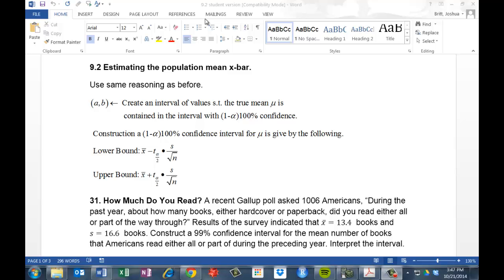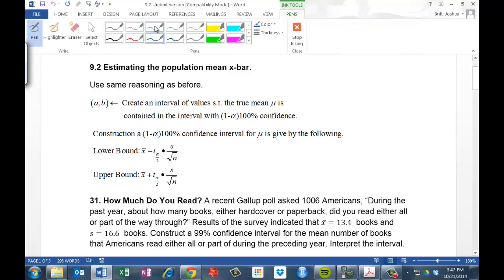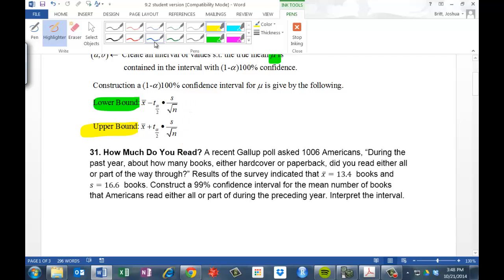Okay, let's take a look at 9.2, estimating the population mean, x bar. And as before, same sort of logic. We want to create an interval such that the true mean, mu, is contained in the interval with a certain level of confidence. Again, by hand, you can use the lower and upper bounds. If you want to do that, you can use these formulas. I'm going to show you how to use technology.